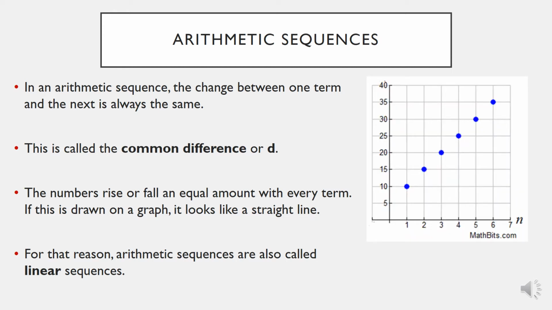So here's a graph, and the blue dots appear to show a straight line. The graph above shows the sequence 10, 15, 20, 25, 30, 35, and so on. So it is linear. The common difference from term to term is 5, and it is always the same. So it forms a straight line when you put it on the graph.